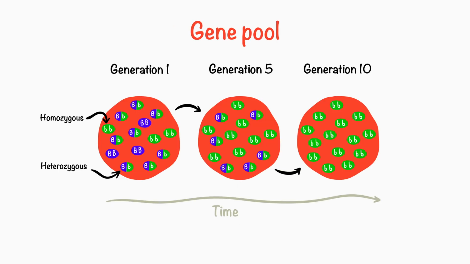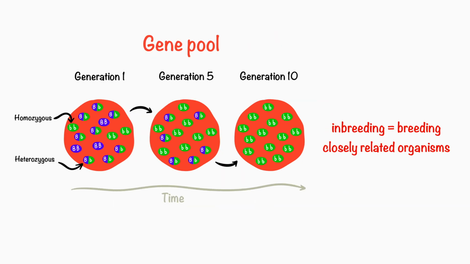But selective breeding isn't perfect. It has some serious drawbacks. The main problem is that it reduces what scientists call the gene pool, the number of different alleles or forms of a gene in a population. We covered alleles in our episode on genetic inheritance. This happens because the breeder keeps breeding from similar animals or plants which are all closely related. This is known as inbreeding.